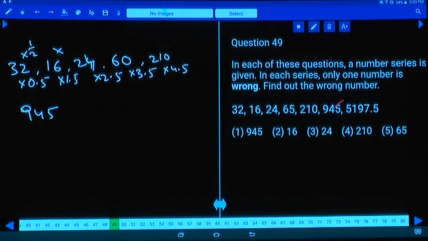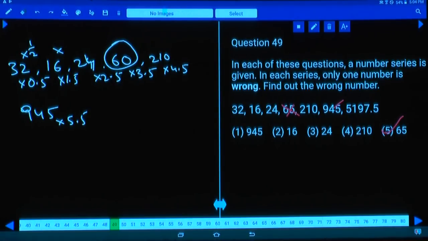945 into 5.5, and what is that number here? 5197.5. Then what is the wrong number here? 60 is the correct number, 65 is the wrong number. 65 choice 5. Yes, what is the difficulty in this one? The numbers are multiplied with into 0.5, 1.5, 2.5, 3.5, 4.5, 5.5 and so on. And this is about question number 49. Done with this?